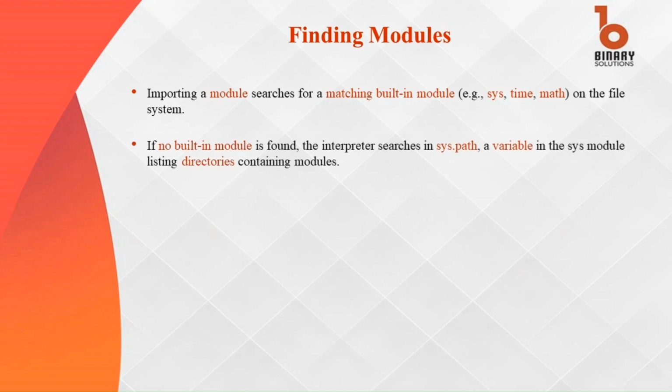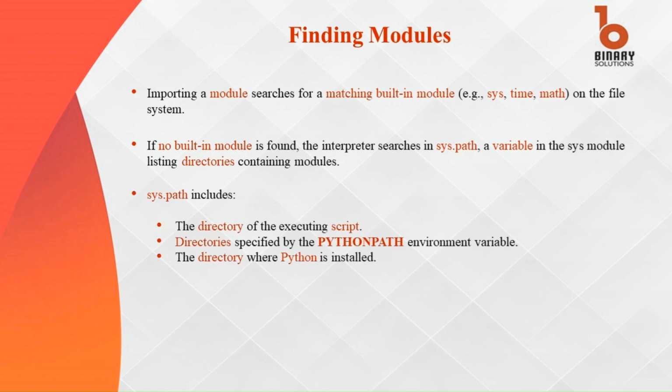If it doesn't find a match, the interpreter then checks the directories listed in sys.path, a variable within the sys module that contains a list of paths where Python looks for modules. These paths include the directory where the currently executing script is located, directories specified by the Python path environment variable, and the directory where Python is installed. It's important for programmers to avoid naming their modules after existing built-in modules to prevent any conflicts, ensuring smooth execution and clear module imports.